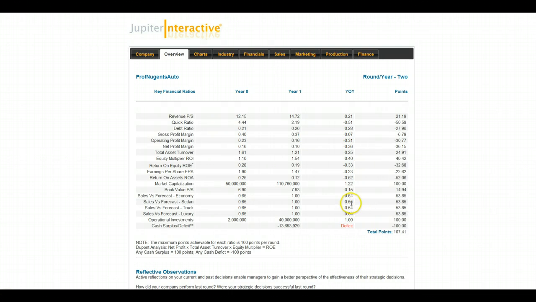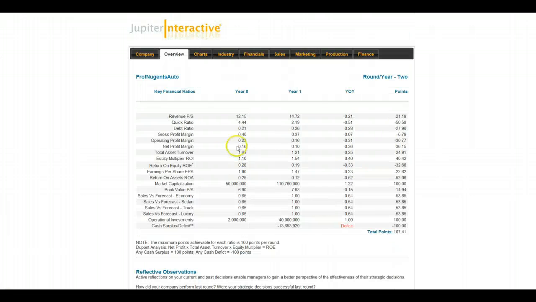I did pick up some points in my forecasting categories. So I was able to sell 100% of the cars that I had forecasted, but that could be a bad thing too. And I'll explain later how that would occur. So I did invest heavily in the company, which is a good thing. So I earned 100 points by making operational investments. But I had a deficit. I thought I had a surplus, but I wound up running a deficit, and that cost me 100 points.